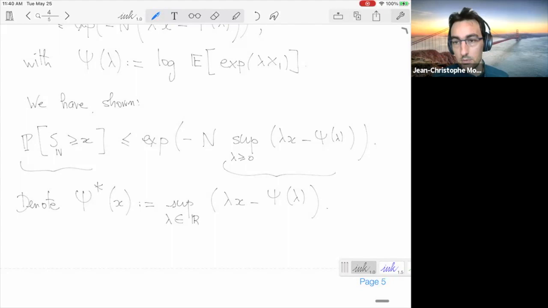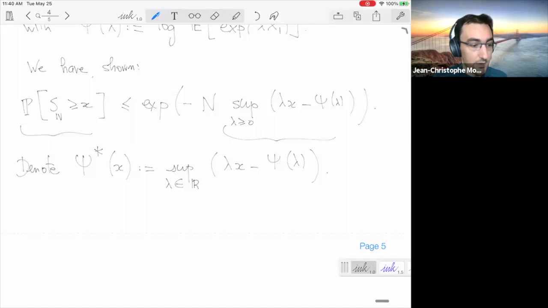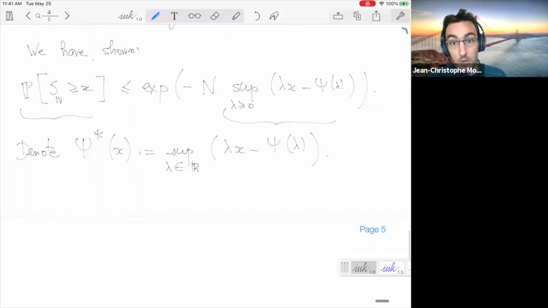So really what is showing up here is psi star. And indeed, as someone wrote down in the chat, some people call it the Legendre transform. I will just call it the convex dual of the function psi. So the claim is that, let me write down the precise theorem now. And then I'm going to answer the question in the chat.